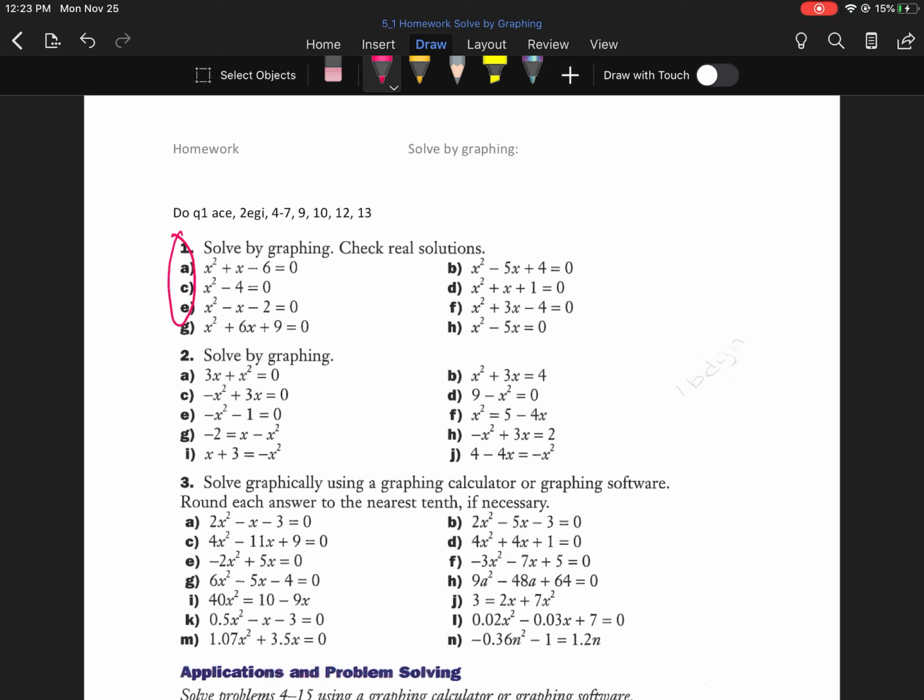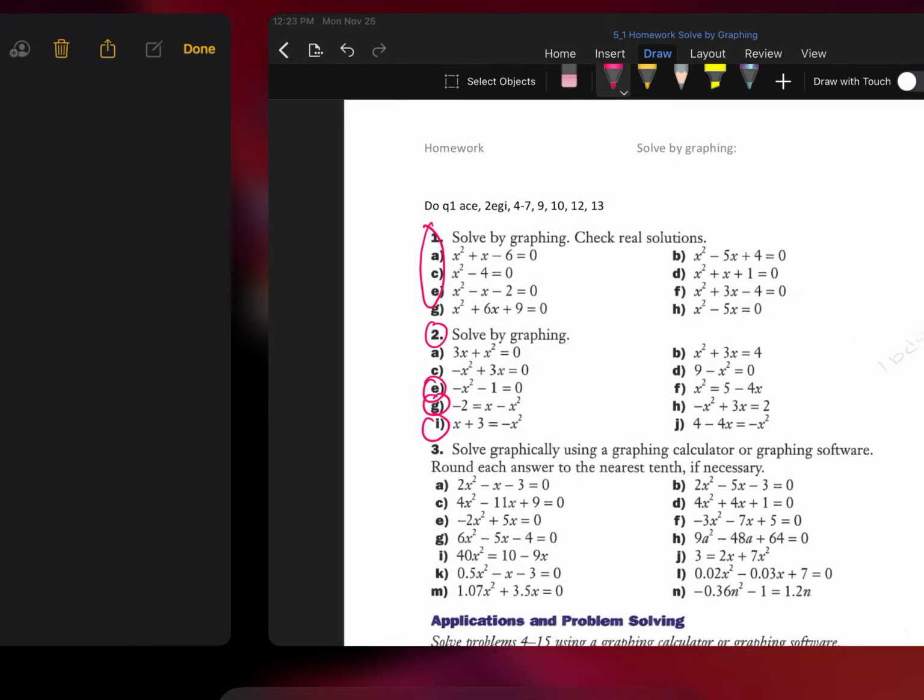Okay, we'll be doing question 1 ACE and 2 EGI. All right, let's solve it. To be honest, I want to do it by graphing, using a graphing calculator, just so you can see how it works.